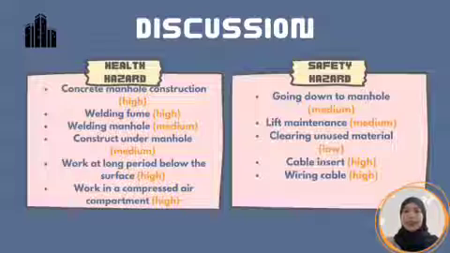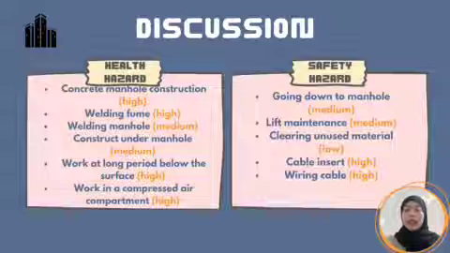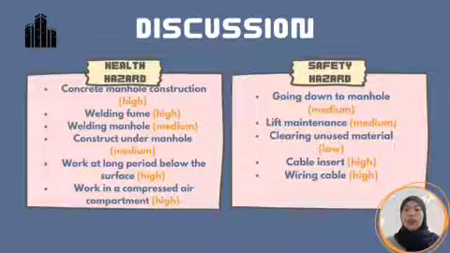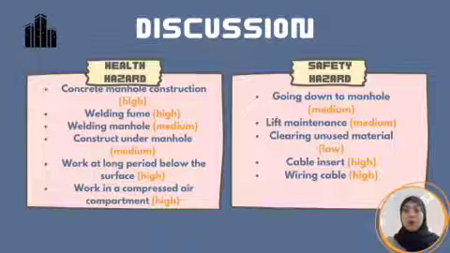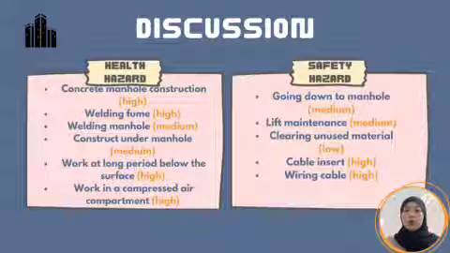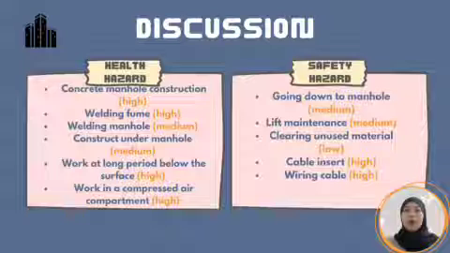For the discussion, the overall project outcomes are quite promising. Furthermore, there are a total of 11 hazards in this project where 6 of them are high-risk hazards with a risk value of 16. There are concrete manhole construction, welding fume, going down to manhole, work at long period below the surface, work in compressed air compartment, cable insert and wiring cable. Then, 4 medium hazards such as lift maintenance, construct under manhole, going down to manhole, and welding manhole with a risk value of 12. And 1 low hazard with a value of 4, that is clearing unusual material.